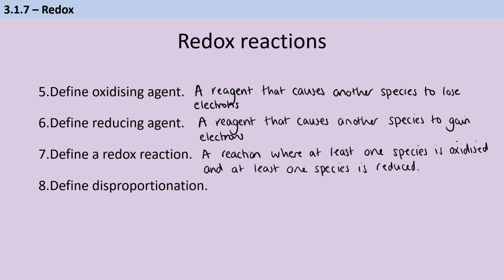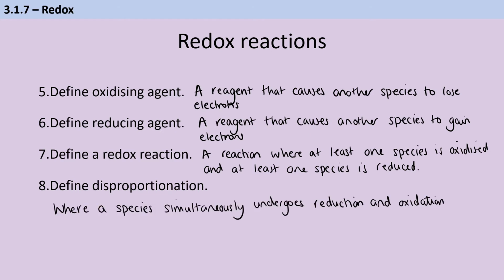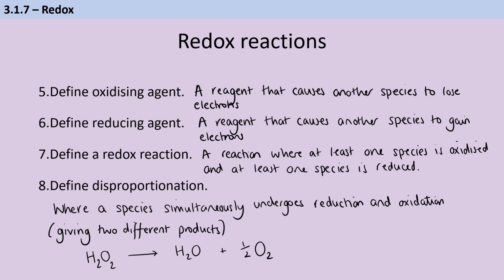Disproportionation is something that happens when one species undergoes oxidation and reduction at the same time. This will of course mean that two different products are produced. So for instance, if we think about the breakdown of hydrogen peroxide, this is a nice example of this. It breaks down to form water and also oxygen.